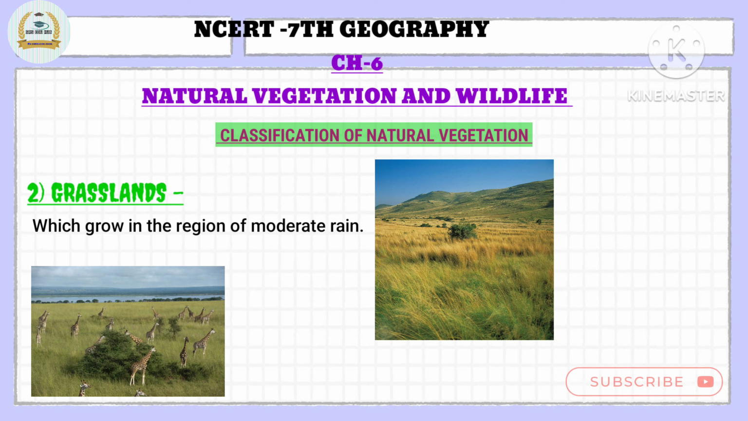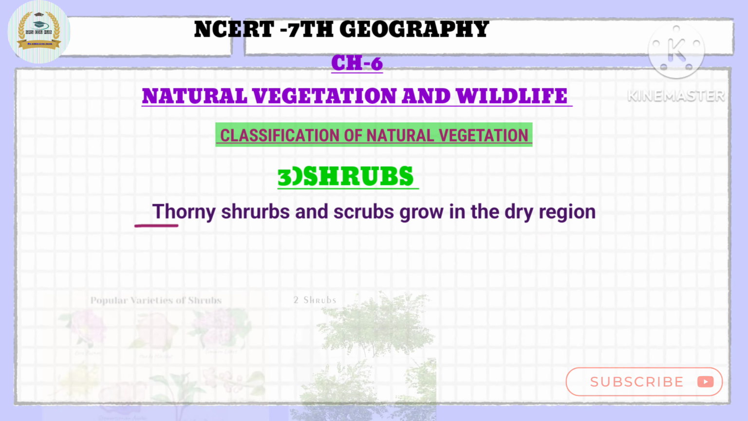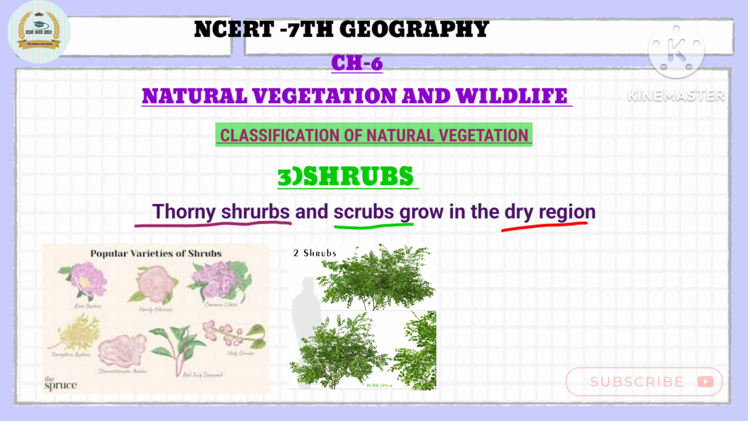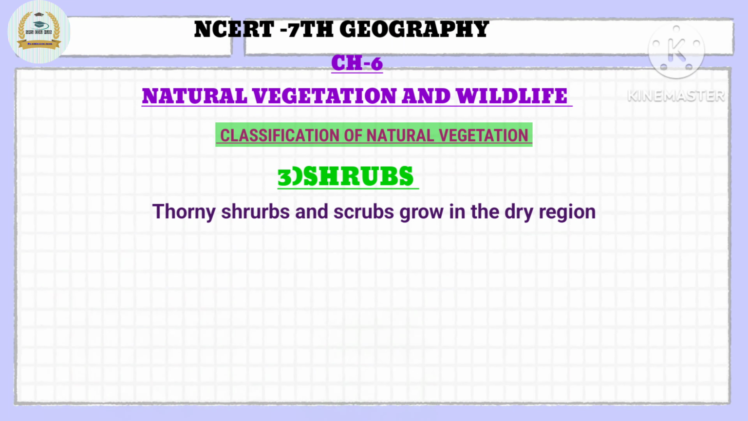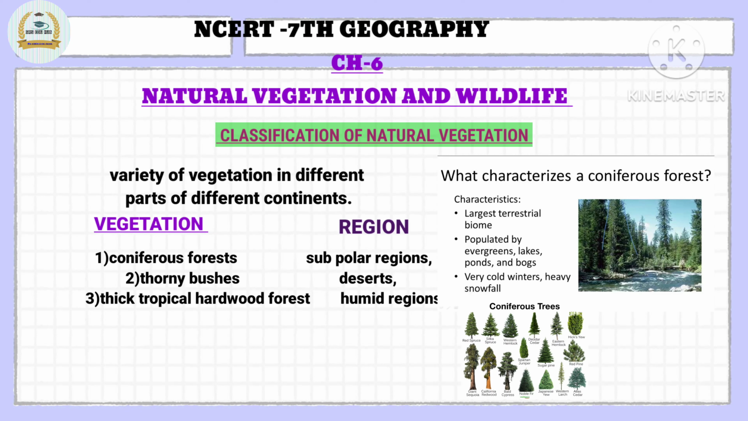Grassland is the natural vegetation which grows in the region of moderate rain. Thorny shrubs and scrubs grow in the dry region. A variety of vegetation is found in different parts of the different continents. Vegetation and the region: coniferous forests are found in the subpolar regions, and thorny bushes are found in the deserts. Thick tropical hardwood forests are found in humid regions.